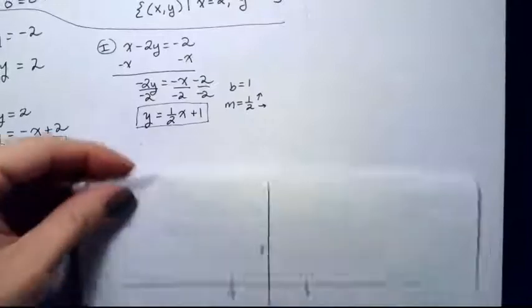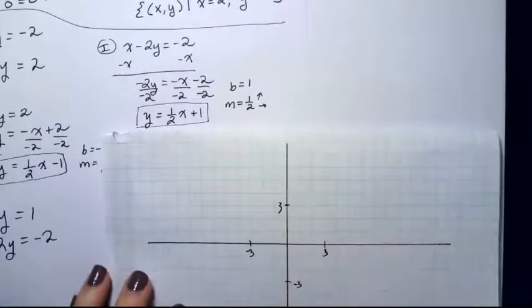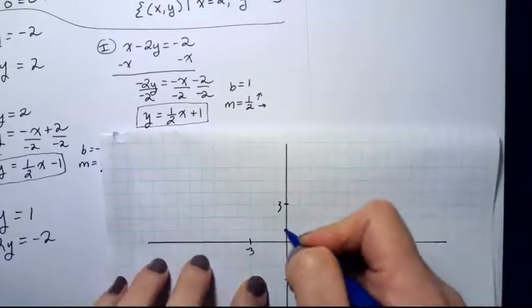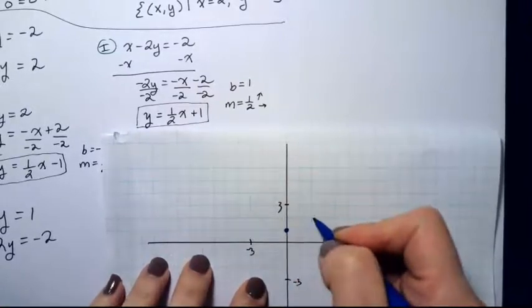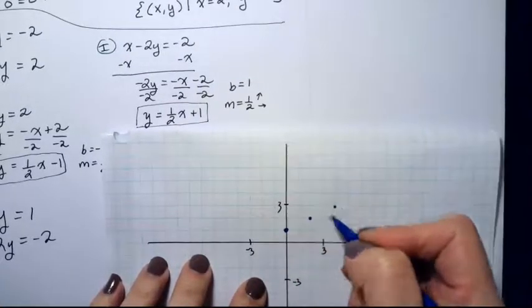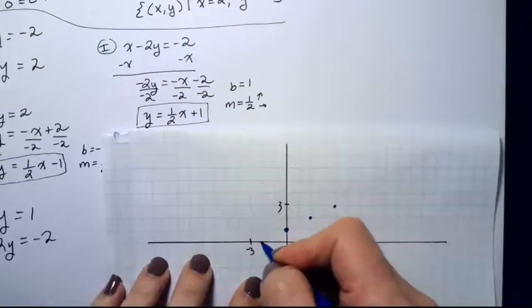Let me get my graph over here. So I have a y-intercept at 1, slope of 1/2, so up 1, 2 to the right. I'll do that a couple of times. I can even go down 1 and 2 to the left.